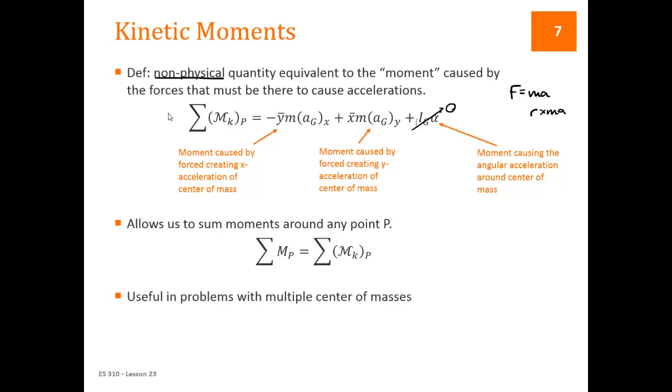So once we know these kinetic moments, we can sum moments around any point P, because the sum of the moments around any point is equal to the sum of the kinetic moments around that point. And these are very useful in problems with multiple centers of masses, so we have like two bodies. But can also be useful in problems like the last one, where we could now solve for sum of moments around one of the feet and have only one unknown in our equation.